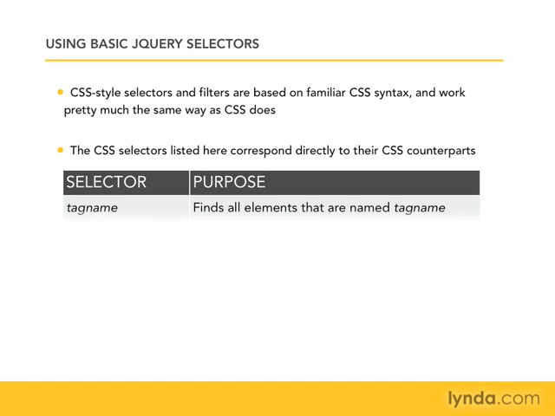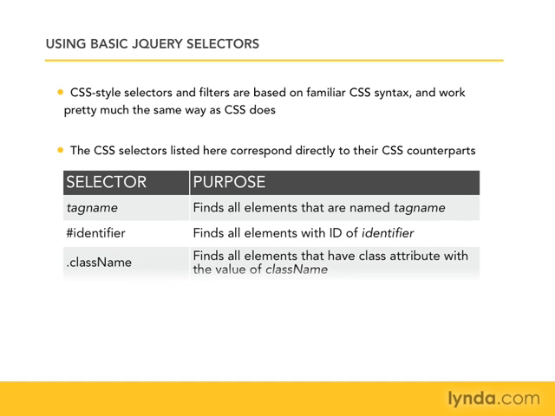Similarly, if I pass in an identifier, jQuery will find the element that has that ID. The same thing goes for class name. If I pass in a class to the jQuery selector, it will find all the elements that have a class attribute that have that class name.